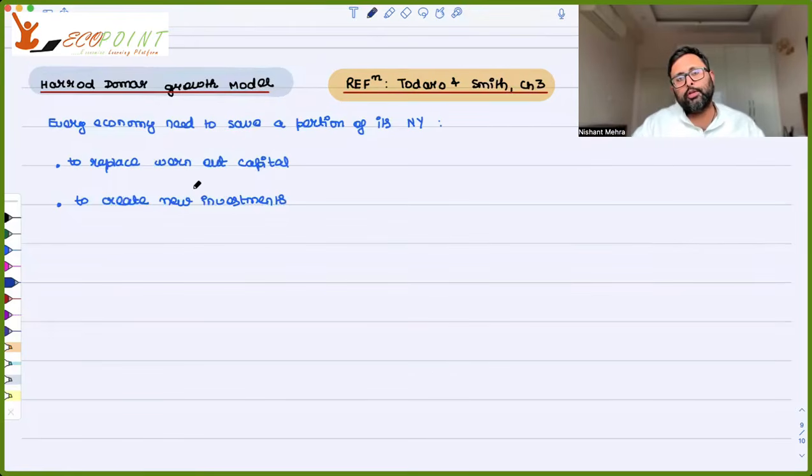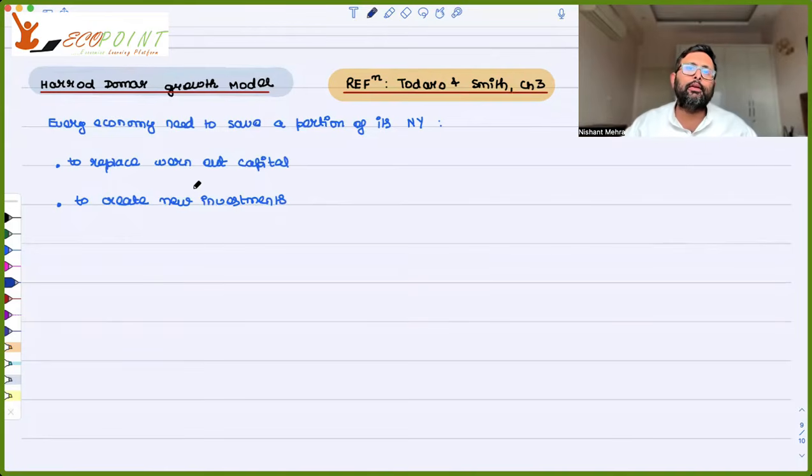Harrod Domar growth model. So what is this model telling us? The basic premise of this model is that every economy will have to save some portion of its national income. Why exactly does it have to save? It has to save because it has to replace the worn out capital.